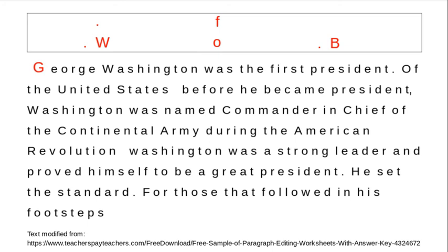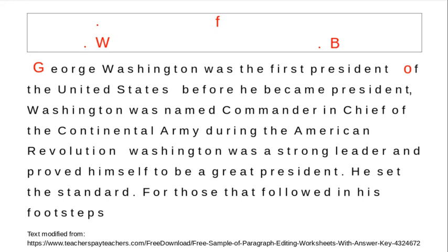The other thing I see is it says George Washington was the first president of the United States. That of the United States seems like it should be with the first sentence. So what I'm going to do is, after president, I'll take away the period and add a lowercase o. There we go. That's better. George Washington was the first president of the United States.